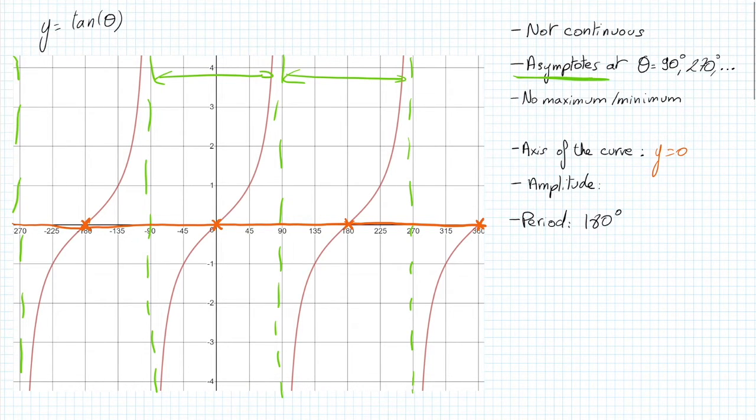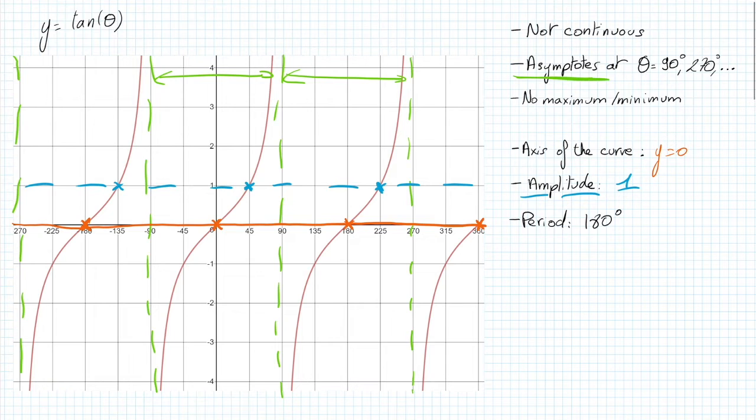The other interesting point is the amplitude. Here we have the graph of tangent theta, so the amplitude is 1. And as the amplitude is 1, we can see that the graph goes through the point 1 at 45 degrees, 225 degrees, negative 135 degrees. So these lines replace the maximum line of the cosine and the sine function.